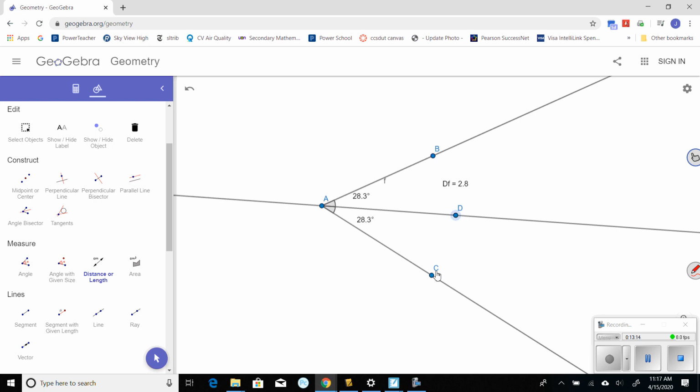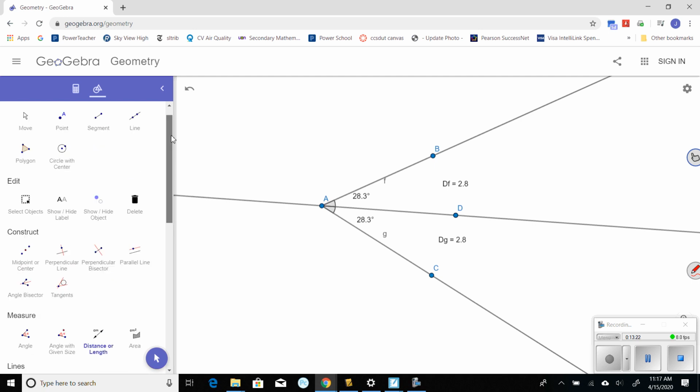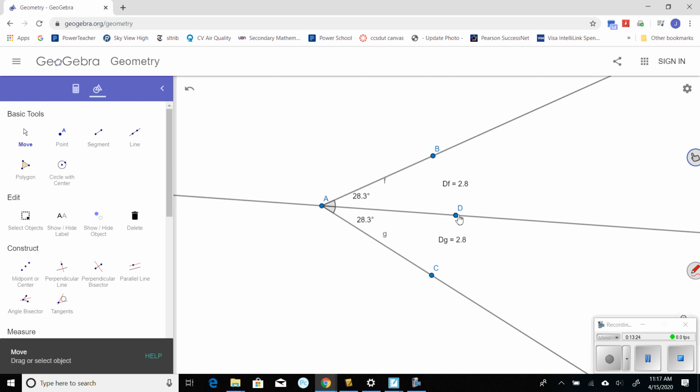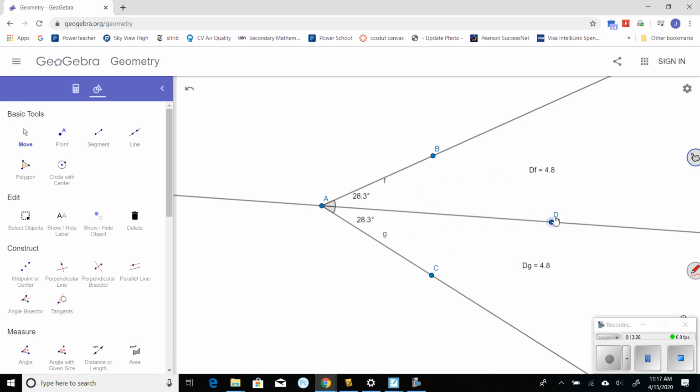And then don't click on C. Click on the line. It says the distance from D to G is 2.8, so it comes out to be the same. And what we should see is if I move that around, that distance stays the same.